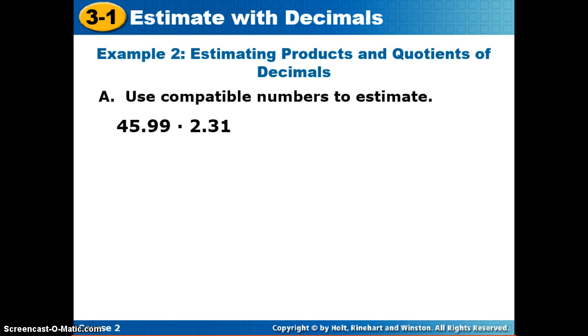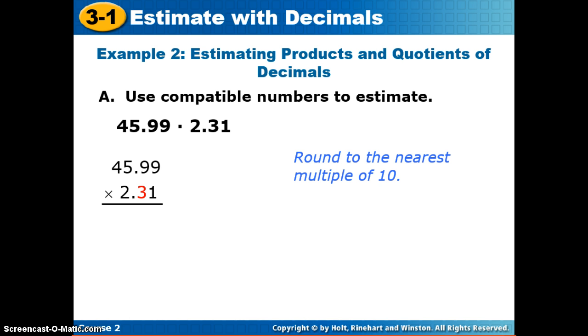Okay, now we're going to estimate products and quotients, multiplying and dividing with decimals, and we're going to use compatible numbers. So 45.99 times 2.31. Let's take a look here. We still want to look at the tens place a little bit, especially with multiplication. Round to the nearest multiple of 10 here, it says. We can round this up to 50.